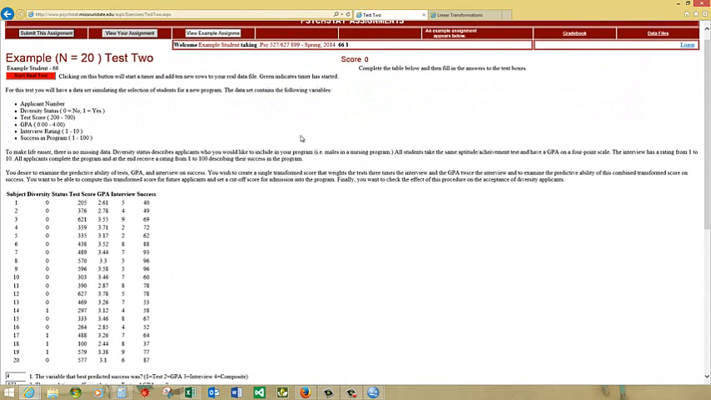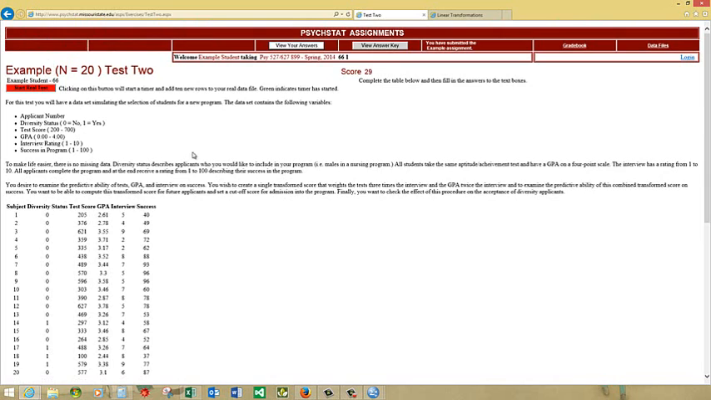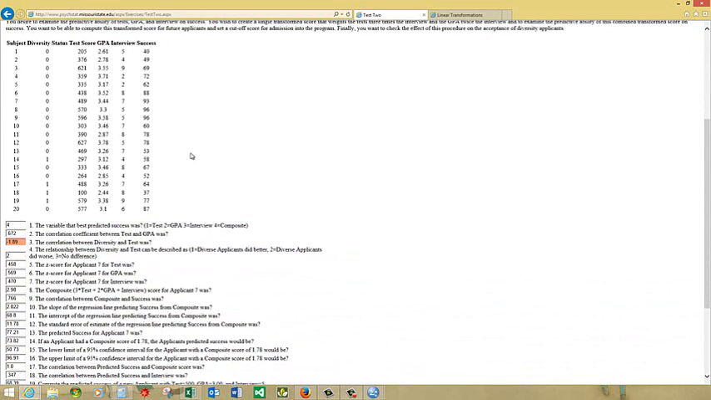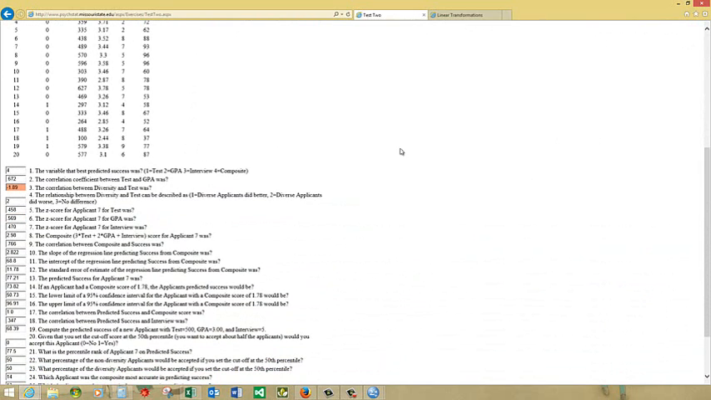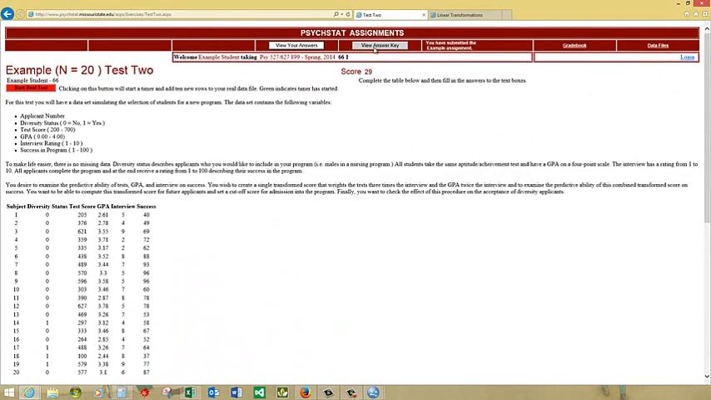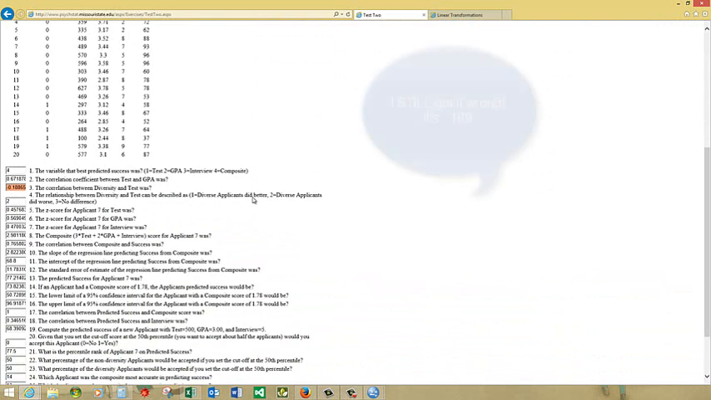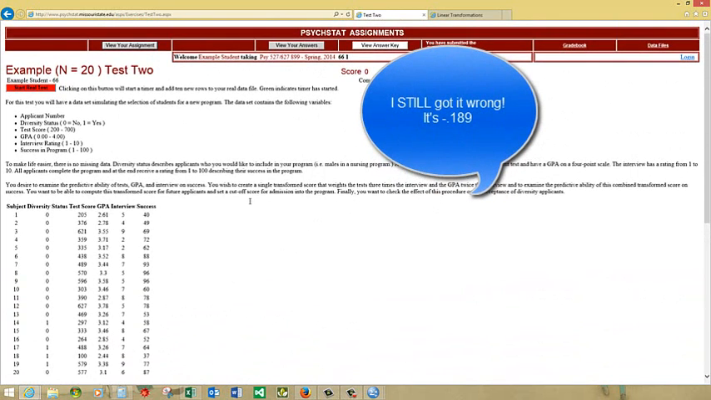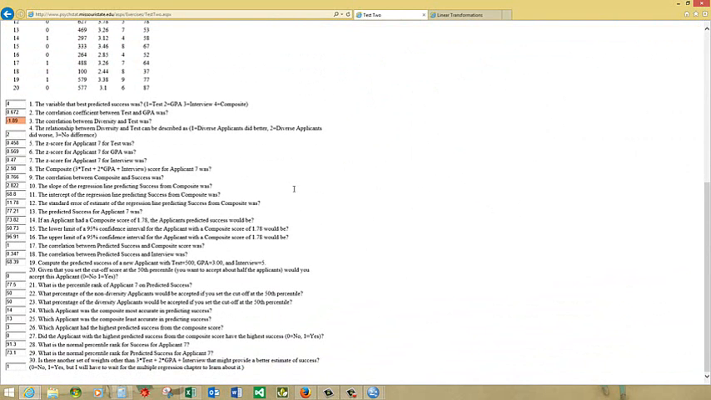Now for the big test, we submit our assignment and see what score we get. 29, we missed one. Oh, the correlation between diversity and test was not minus 1.89, but minus 1.89. Darn. Well, 29 out of 30 isn't bad. That was just a lapse of memory that we missed that one.